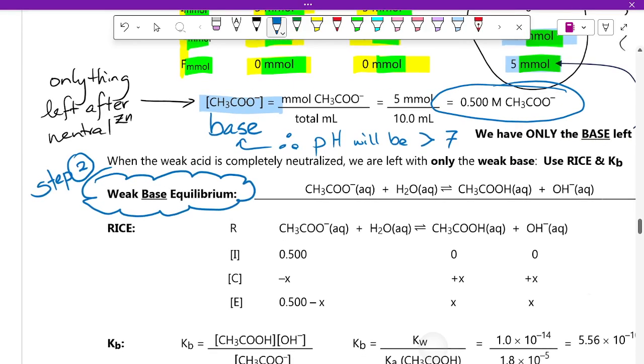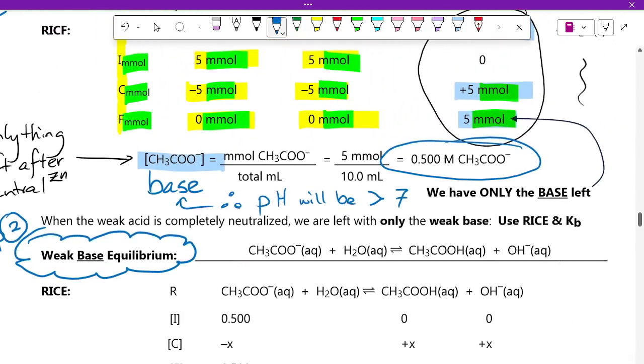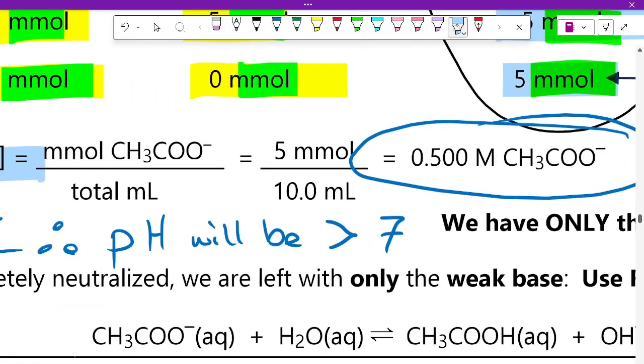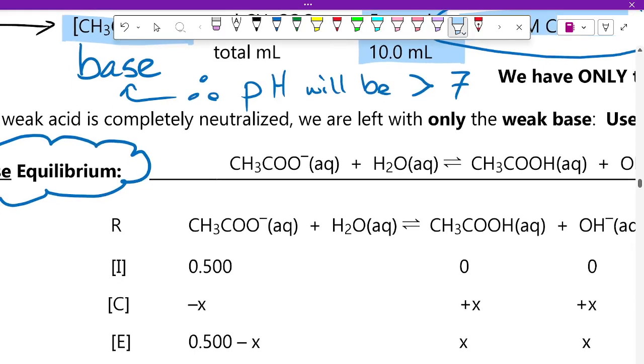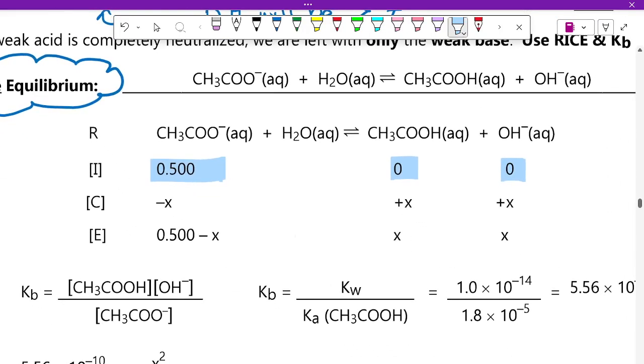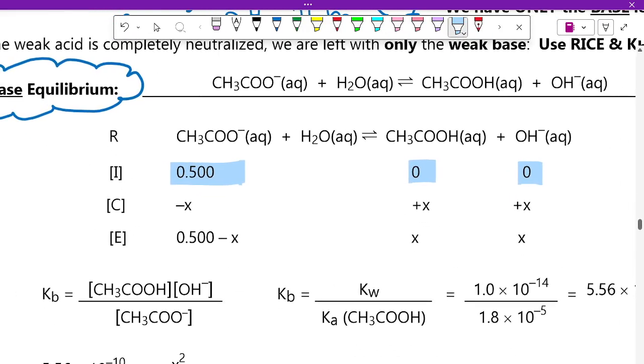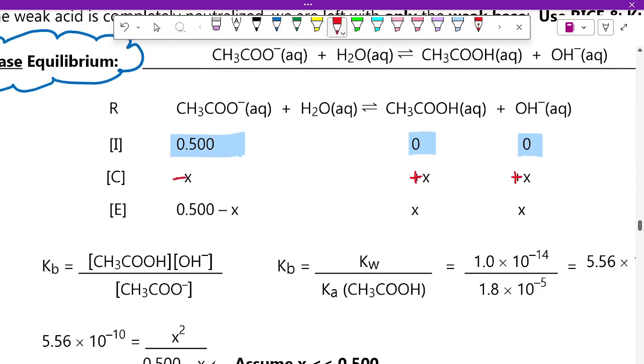Okay? So how much of that did we have? We had 5 millimoles, and the total volume was 10 milliliters, so we have 0.5 molar. These are at 0 and 0 because we didn't make any of those in the neutralization. We have to be shifting to the right because there are zeros there. We have to be shifting away from that. And of course, we're going to then write our Kb expression.